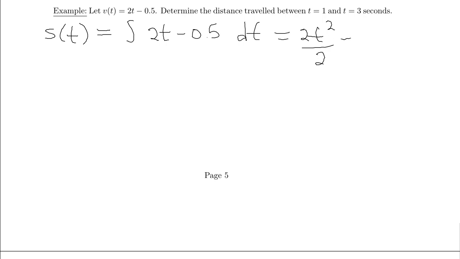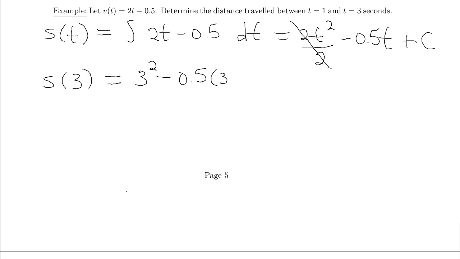Then for minus 0.5, what function has derivative minus 0.5? Well, minus 0.5t has derivative minus 0.5. And then last but not least, we add a constant to it. We could simplify this a little bit by crossing out those 2's that cancel. And then if we wanted to compute our distance at 3 seconds, we'd compute s of 3. Plugging in, we'd get 3 squared minus 0.5 times 3 plus a constant, and that would work out to 7.5 plus c.